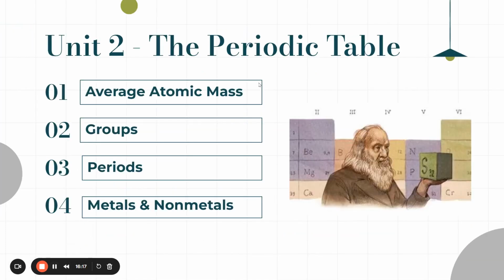So to recap, the average atomic mass is the average mass of all isotopes, accounting for their relative abundances. Groups are the columns on a periodic table, and elements of the same group share the same number of valence electrons. Periods are the rows on the periodic table, and elements of the same period have the same number of electron shells. And finally, metals and nonmetals have certain differences, like their conductivity, malleability, and their state of matter at room temperature.